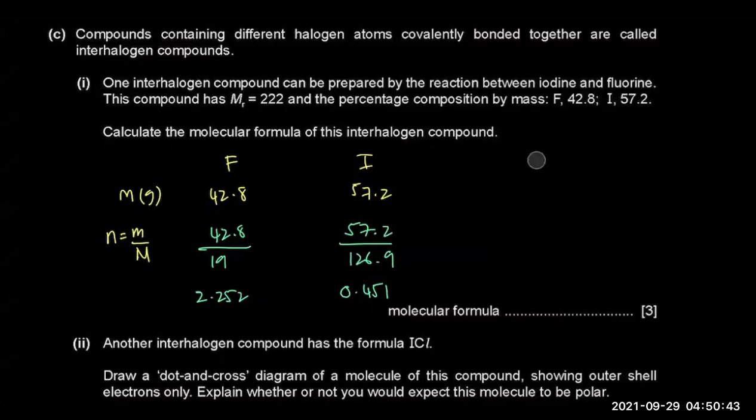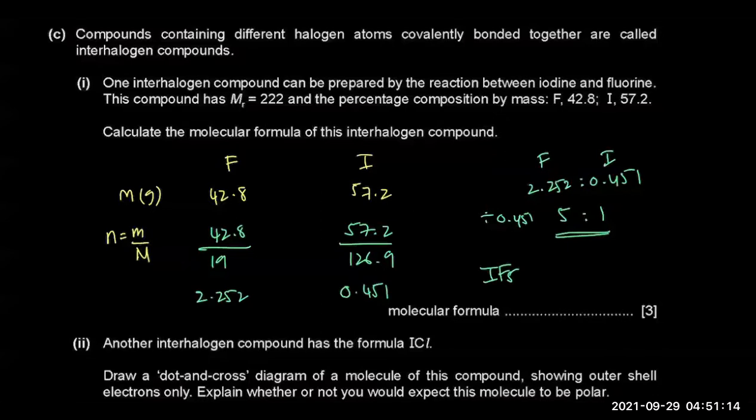So we get the ratio I to F is 2.252 to 0.451. If you divide by the smallest number, you get 5:1. That's your ratio. So that means your compound is IF. Oh sorry, did I write it wrong? No, this is F, this is I. Okay. So what you get is IF5.